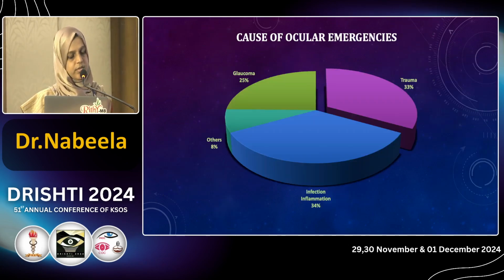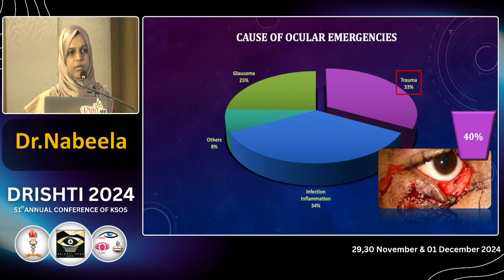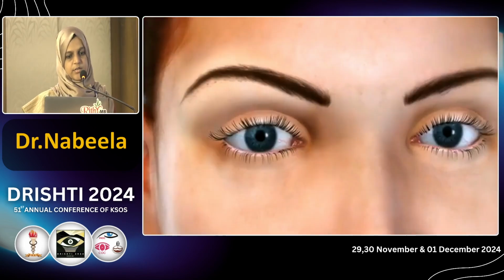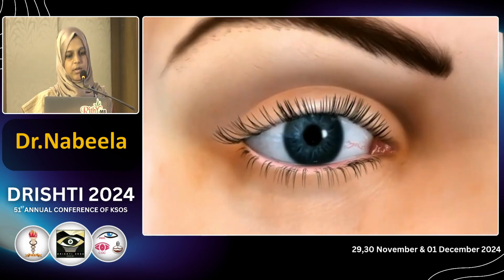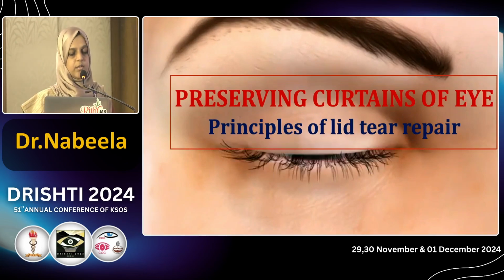So, among the causes of ocular emergencies, trauma accounts for about 33%, and among them, lid lacerations are seen in around 40% of the cases. So, today I will be talking about preserving curtains of eye, principles of lid tear repair. Before going for lid tear management, you must know the anatomy of the eyelid very well.